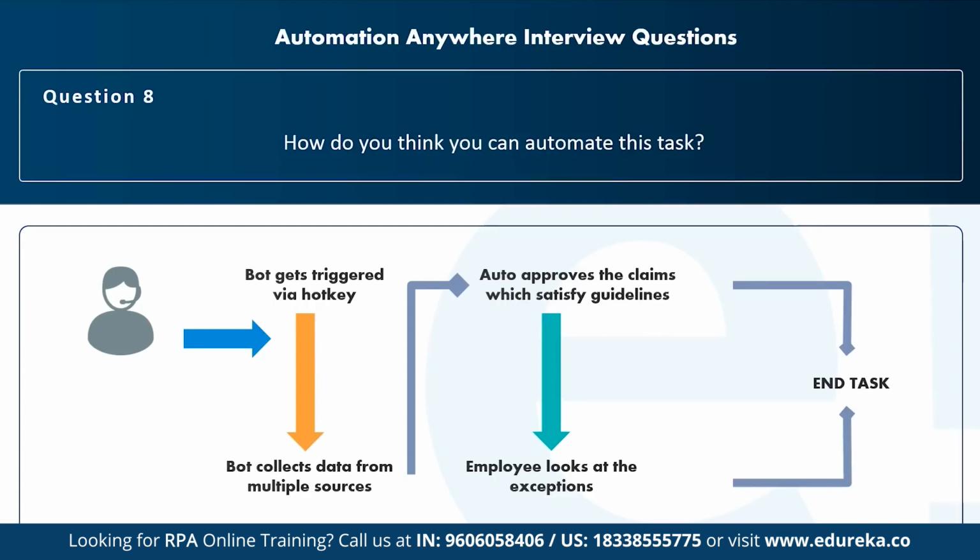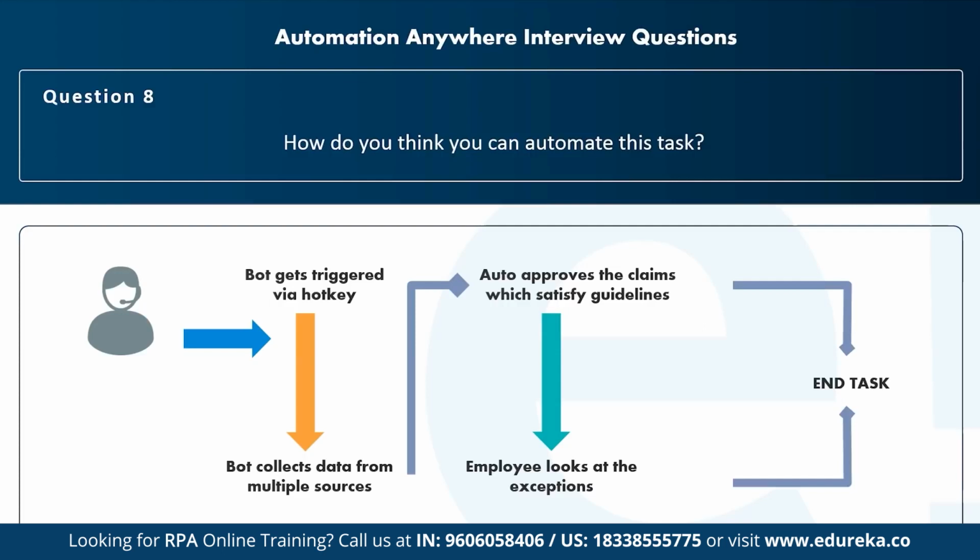An employee can trigger a bot via hotkey to collect data from multiple sources. After that, the system will auto-approve the claims which satisfy the guidelines, and later on, the employee can look for exceptions found and resolve the same. So if there are no exceptions found, then the task ends, or if all the claims are approved, then also the task would end, right?